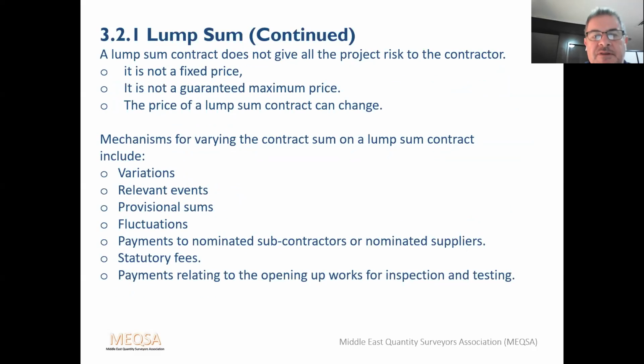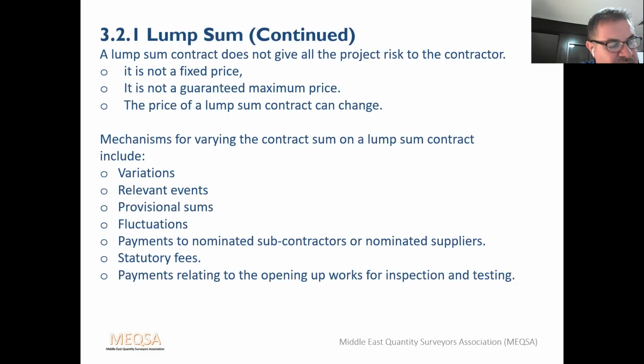A lump sum contract does not give all the project risk to the contractor. It's not a fixed price. It's not a guaranteed maximum price. The price of a lump sum contract can change. And I'm now going to list some of the mechanisms that can vary the contract sum.